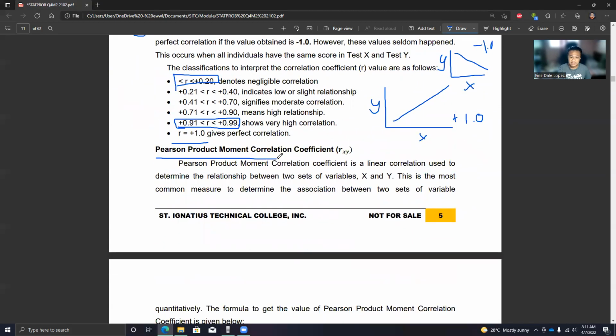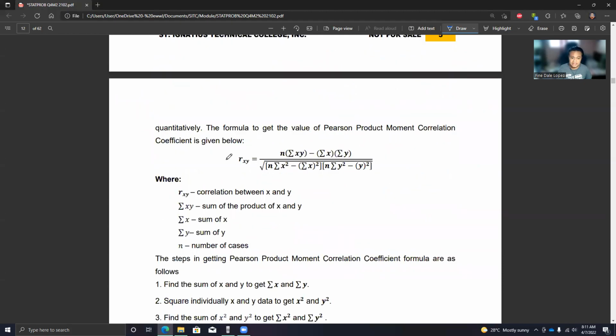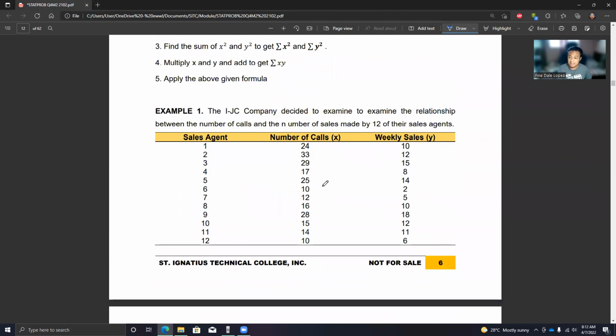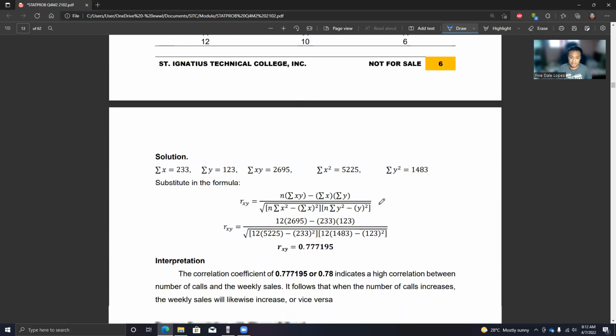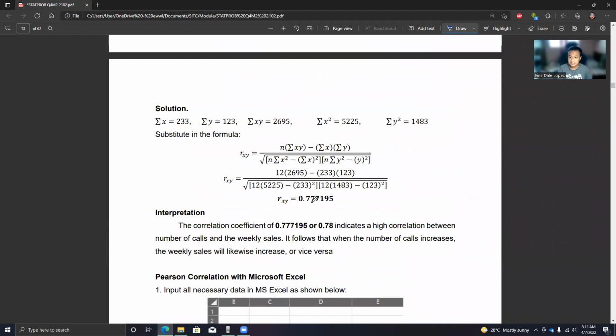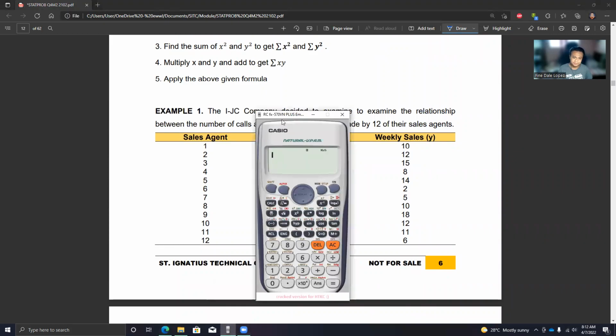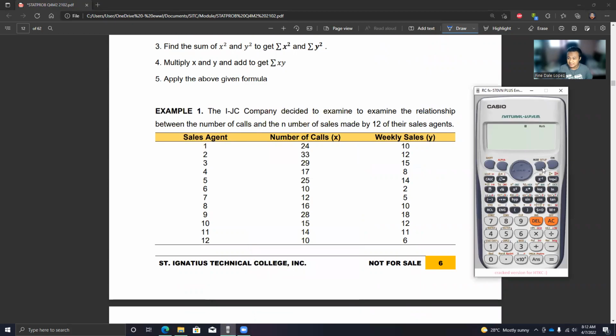Okay, so let's calculate R. So this is the formula of the R. But I won't bother you. You can read this on your own, okay? But what I want to show you is how you can, labi na sa mga walay computers, no? I want to teach you the calculator way, and also unta you will see this video, no?